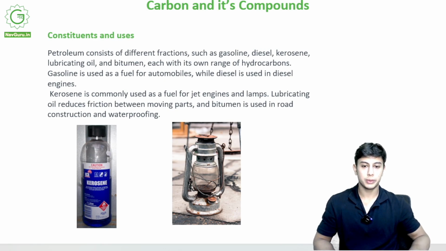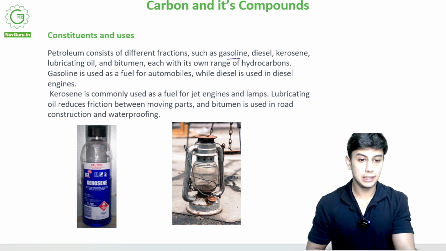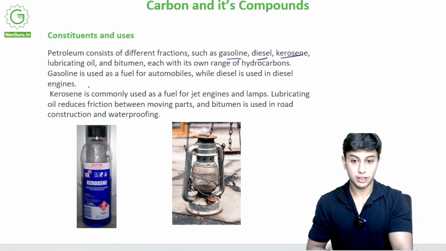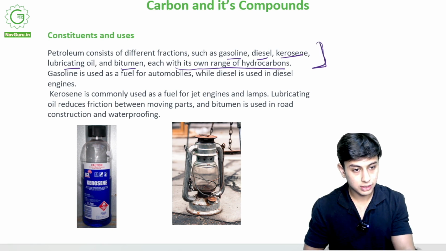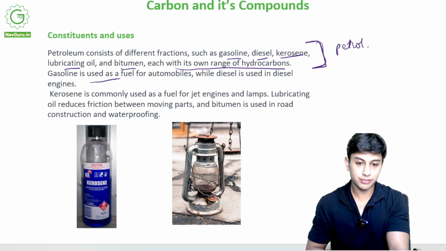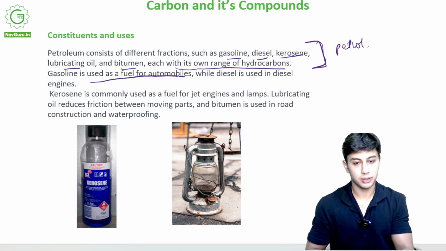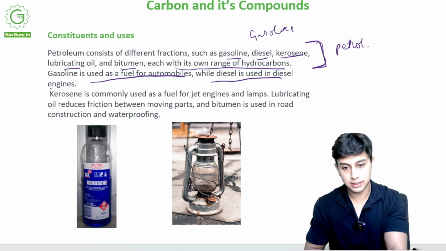What are the constituents and uses of petroleum? Petroleum consists of different fractions of gasoline, diesel, kerosene, lubricating oil, bitumen, each with its own range of hydrocarbons. See, all of this is obtained from petrol. Gasoline is used as a fuel for automobiles, while diesel is used in diesel engines.